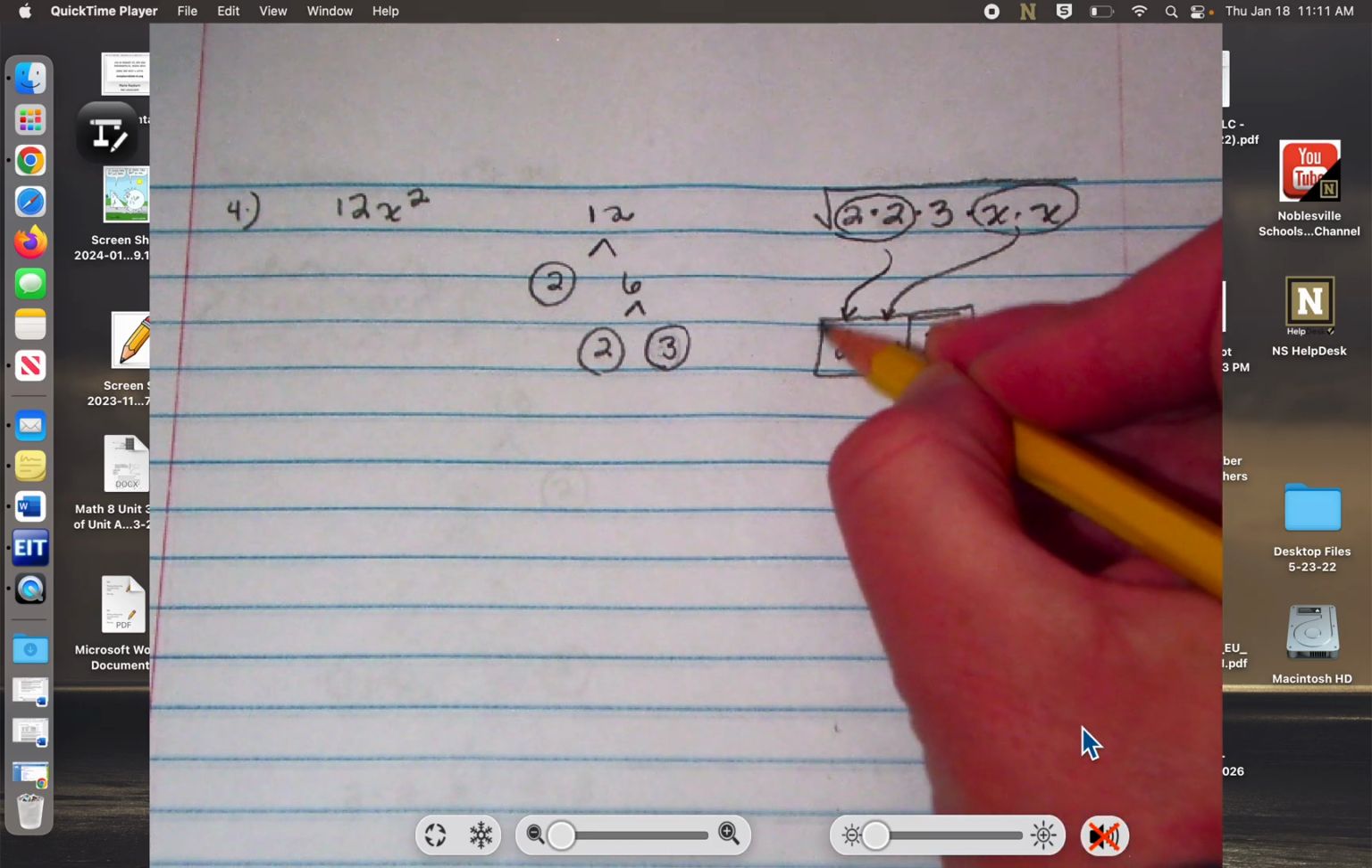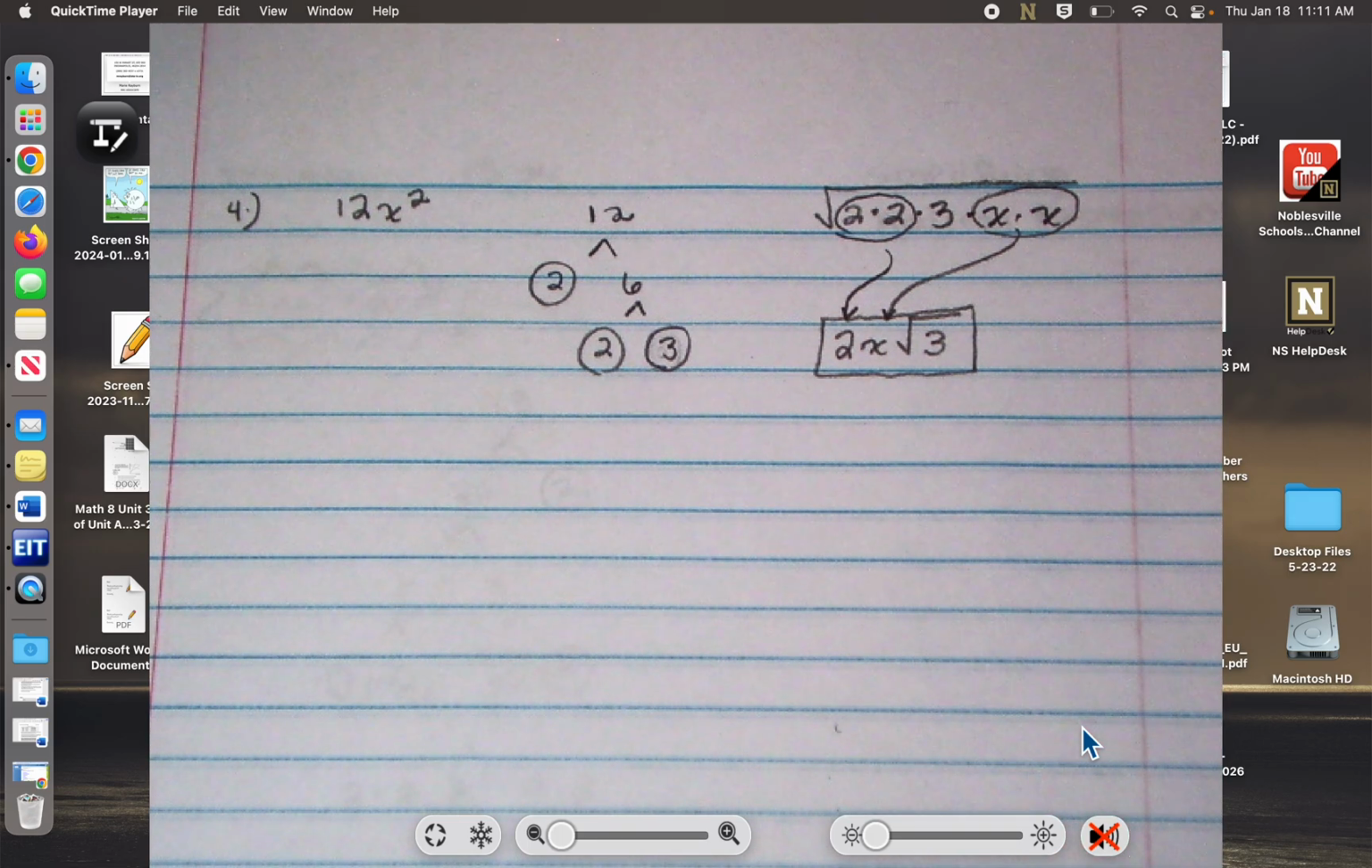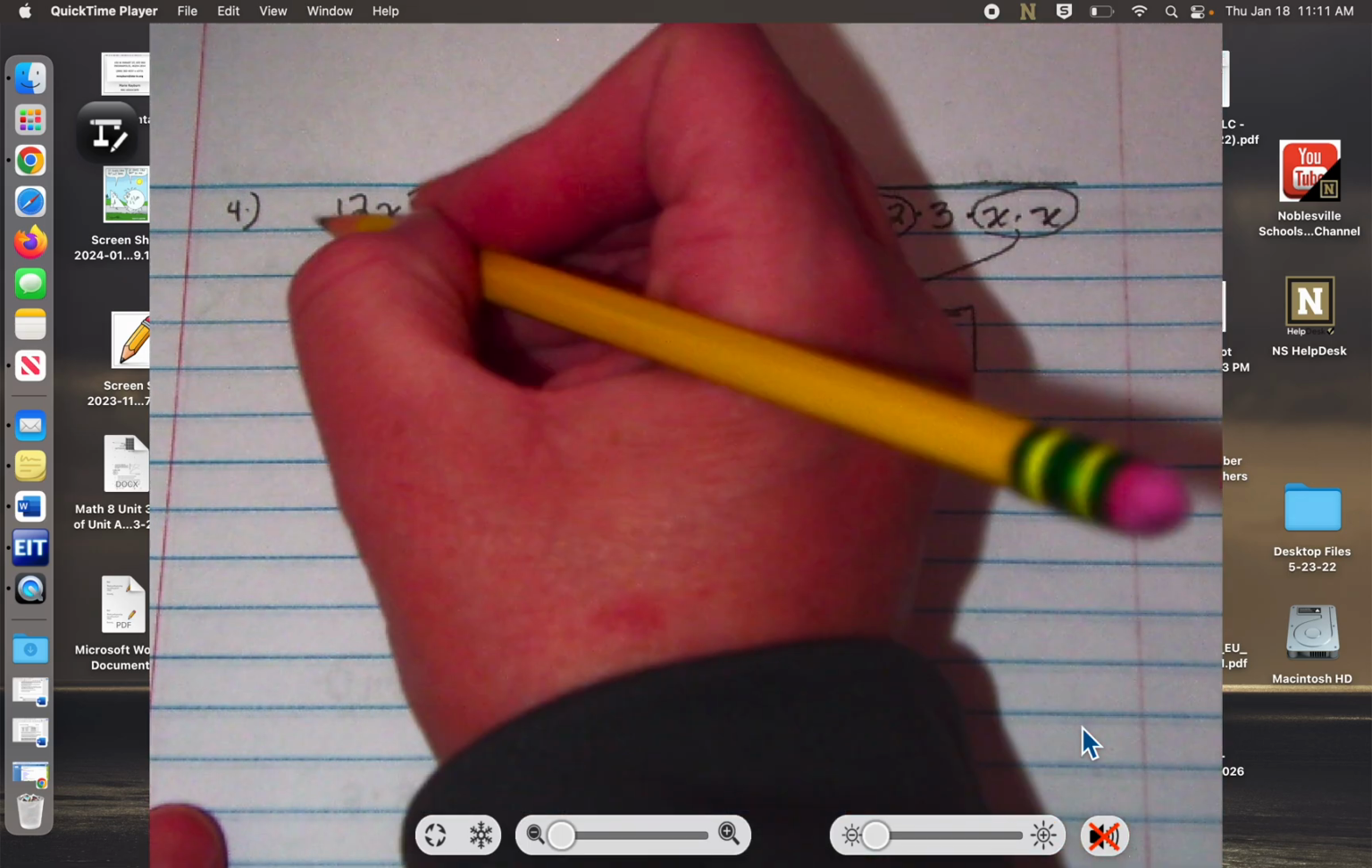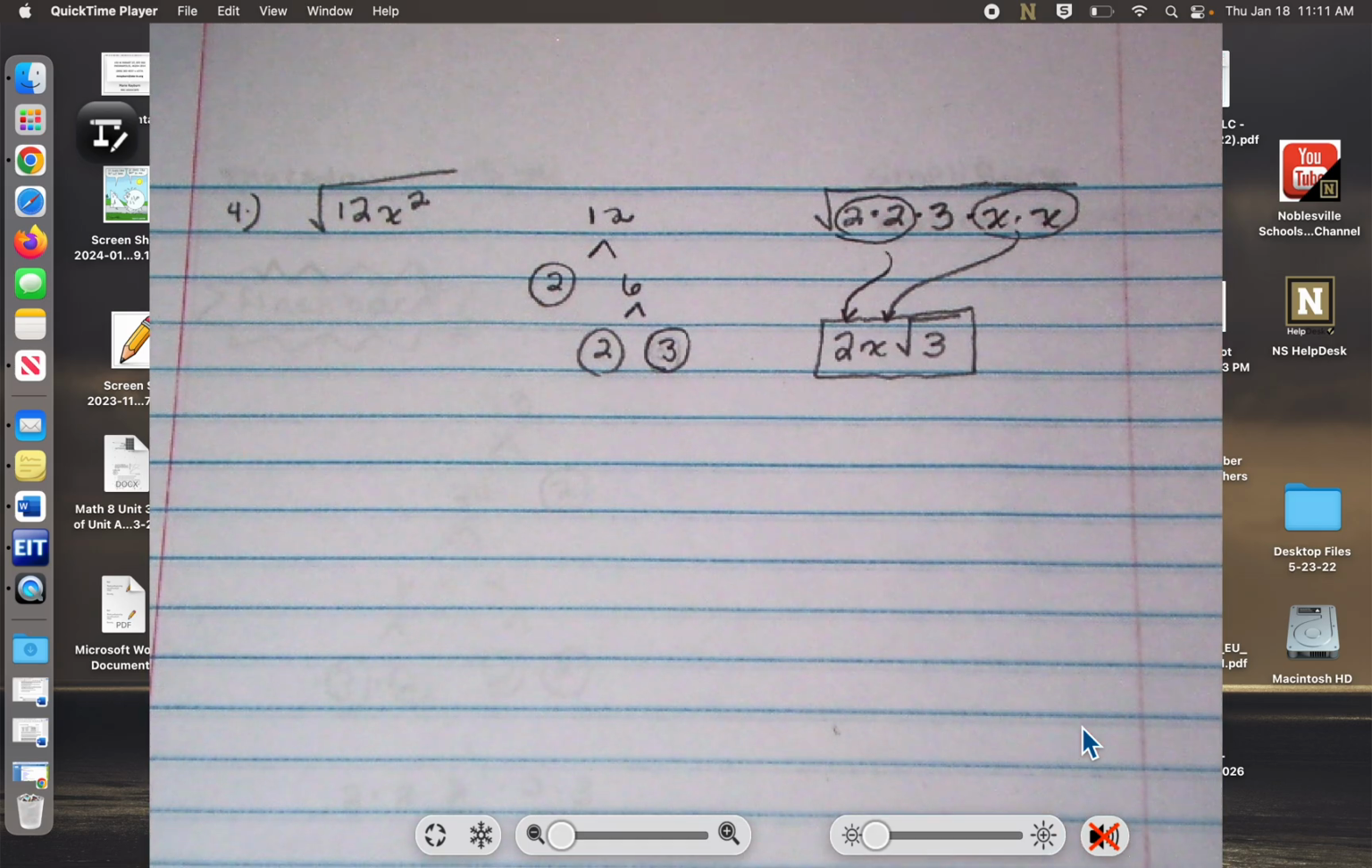Just one. Yes. Why is square root of it? This should be square root of 12x squared, sorry. Just put that, it's going to take you 2 seconds, just put it in there.